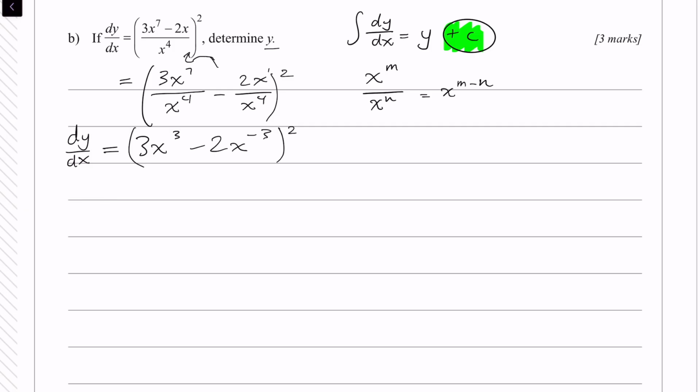Sorry, we don't differentiate yet. My bad. Because we have that squared on the outside, we need to use our binomial expansion or perfect squares formula, which is x plus y, and perfect square of that is equal to x squared plus 2xy plus y squared.